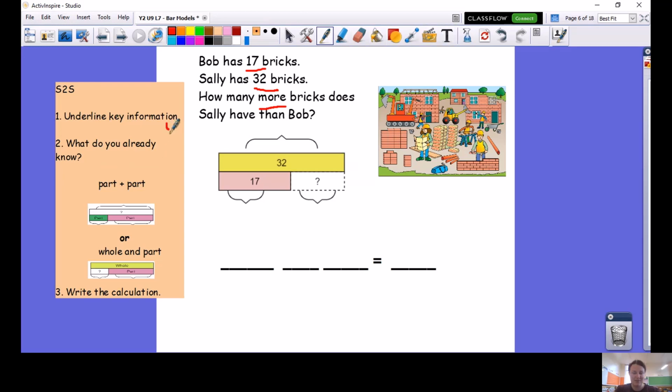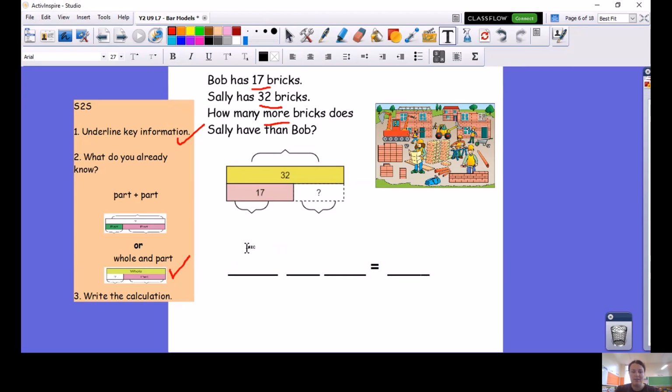So I've underlined the key parts of the question. I know that Sally's got 32 and actually Bob has less, but we don't know how many Bob has. So what we're going to be doing is subtraction. We're going to start with our 32, our whole, our minuend number that we're going to be subtracting from. And we're going to take away 17. Just as our bar model represents here, our whole is 32, all the bricks that Sally has, and then we're going to take away the 17 bricks that Bob has to find out how many more Sally has than Bob. And we wrote down the calculation.